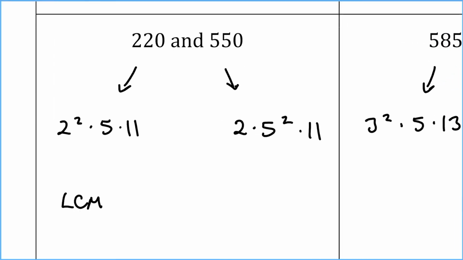Between these two prime factorizations, we have a 2, a 5, and 11. There is a 2 squared and there is a 5 squared, so we need to use those. This is going to give us 2 squared times 5 squared times 11, which is 1,100.